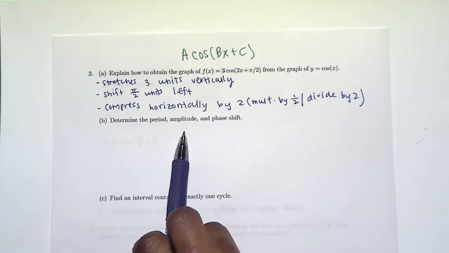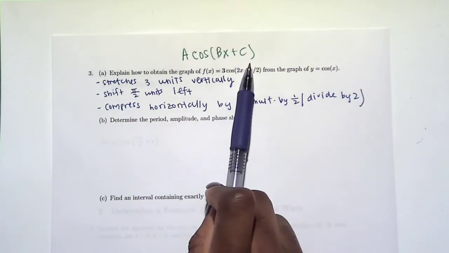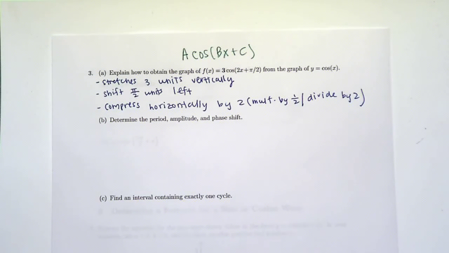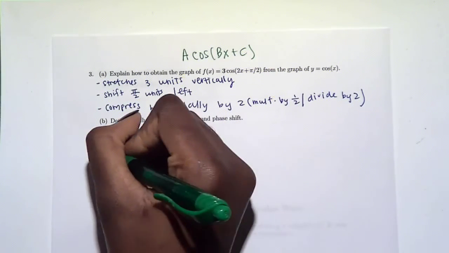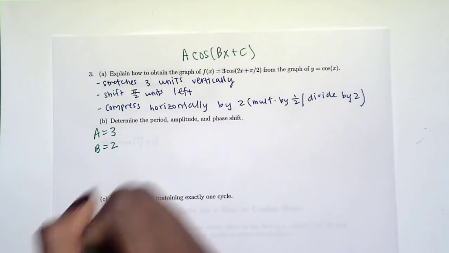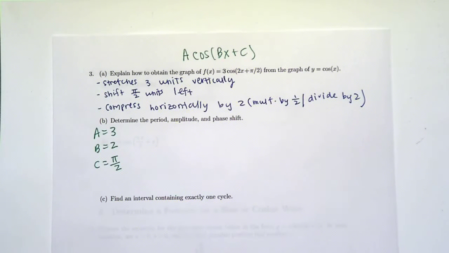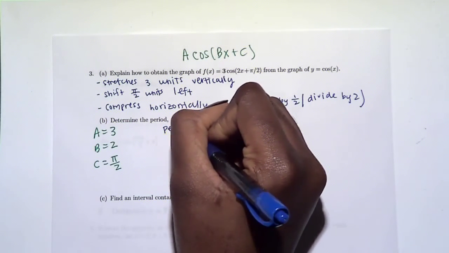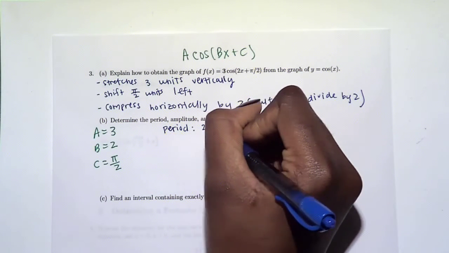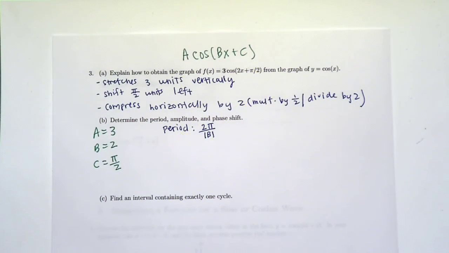All right, so let's determine the period, amplitude, and phase shift. So it's helpful if we know A, B, and C. So I'm going to write those down first. A is 3, B is 2, C is pi over 2. All right, and we can figure out our period. We have a formula for that. 2 pi over the absolute value of b. This time we actually have a b here.